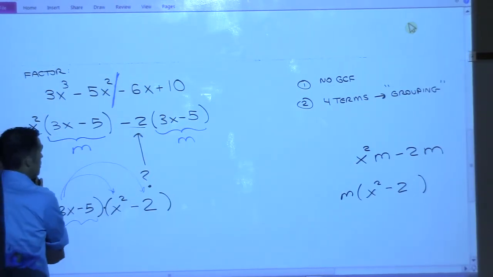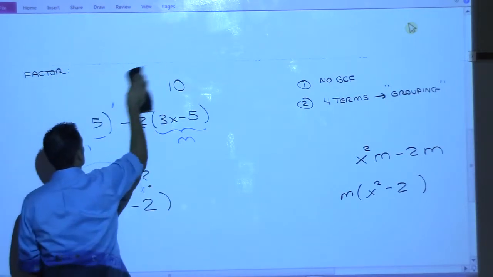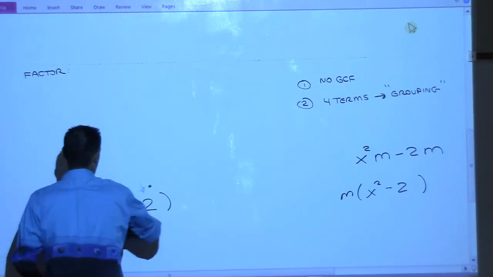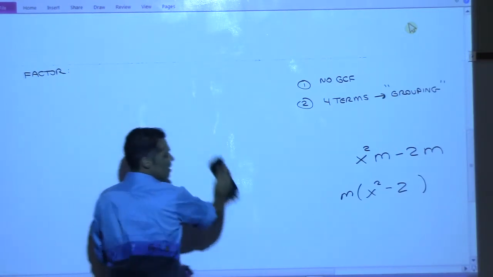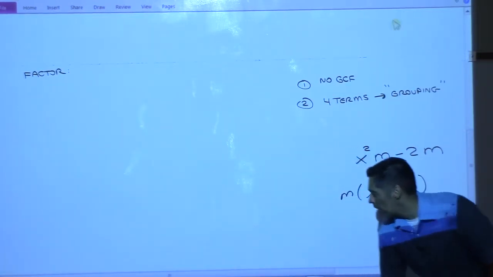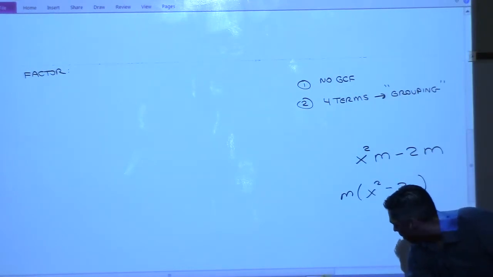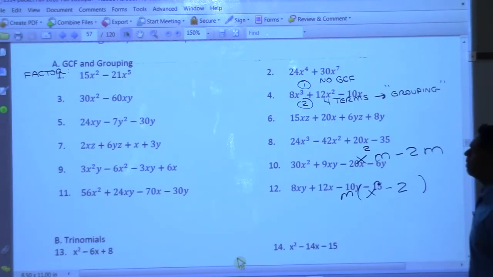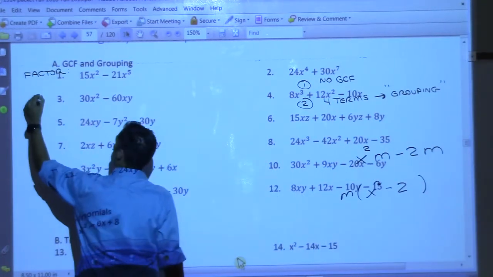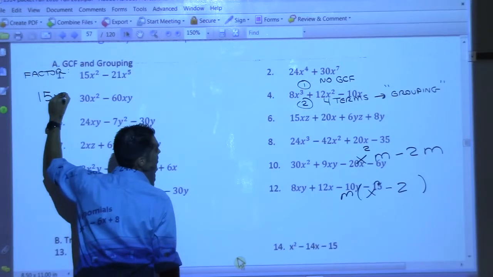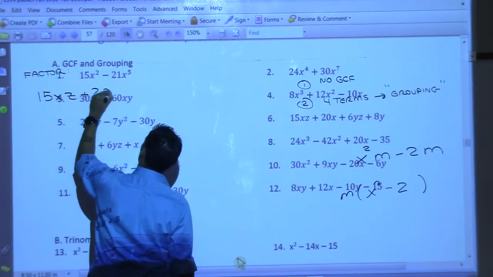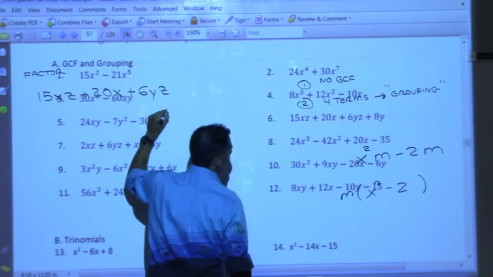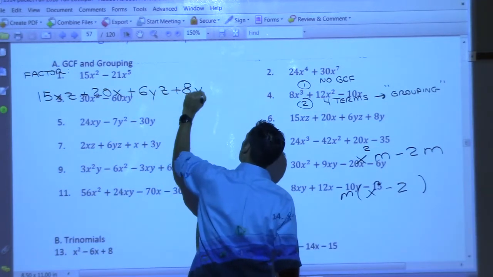All right, let's do another one. So in the next problem I do, we're going to have some other letters and variables in here. Don't let it freak you out. We're still going to follow the same method. Which one do I want to do? Let's do that one. 15xz plus 20x plus 6yz plus 8y.